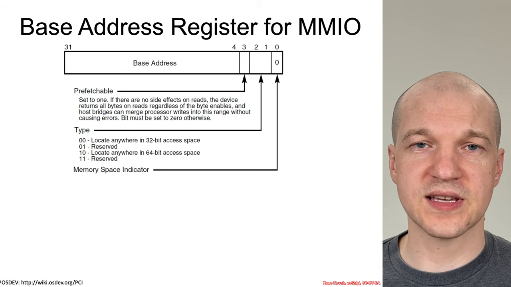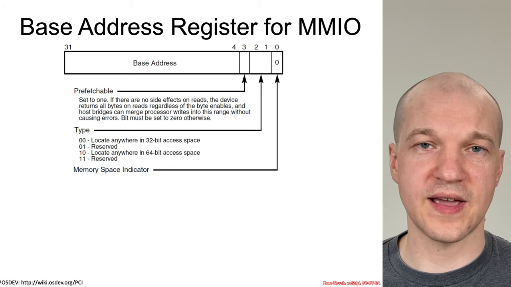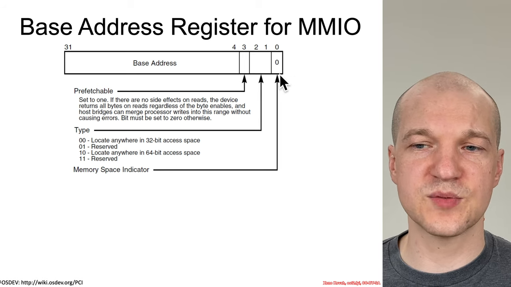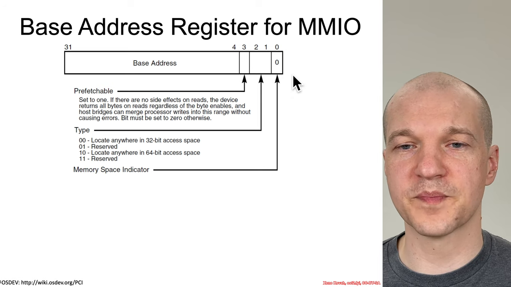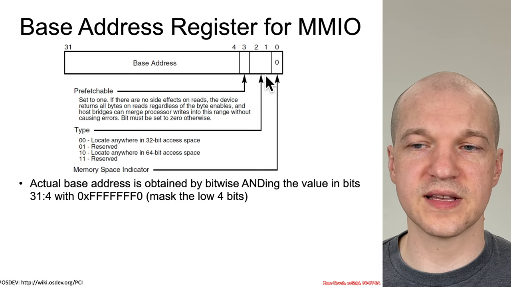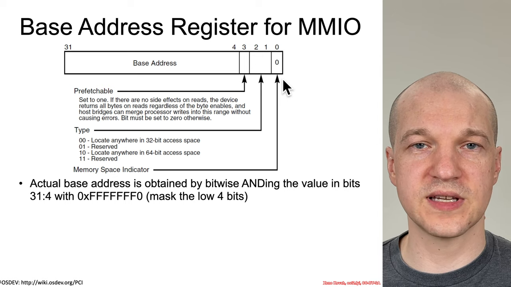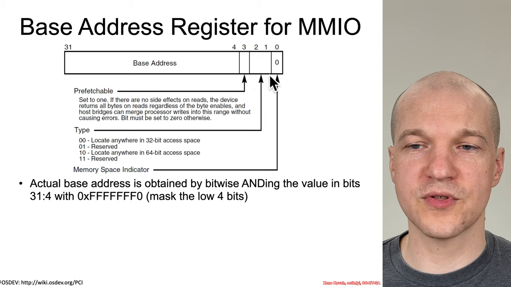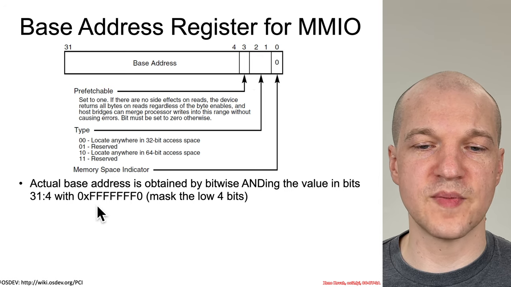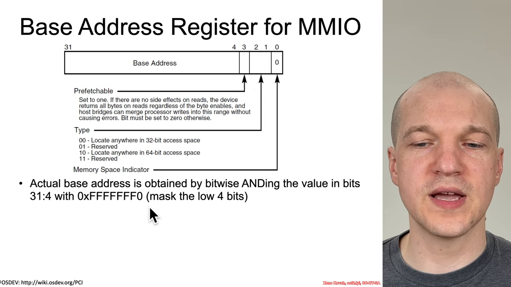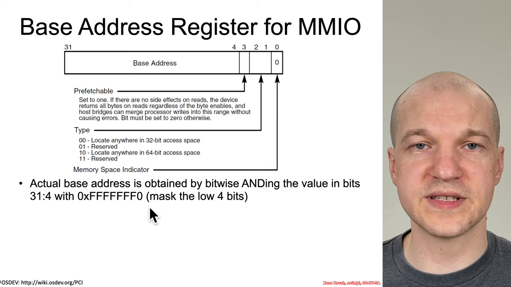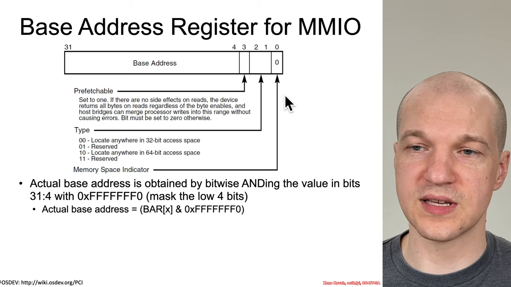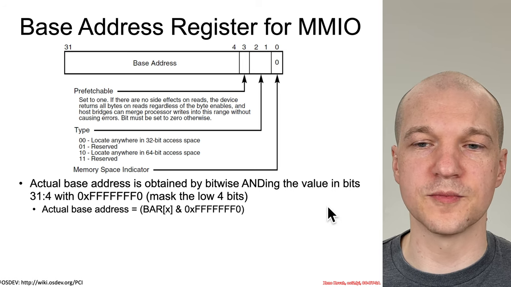Now, it's not just the case that you take whatever value is there and that's the base address of some memory mapped I/O or port I/O. It has particular bits that require interpretation. So first of all, in the case of memory mapped I/O, the four least significant bits have special values and special meanings. That means you would take whatever 32-bit value there was and mask it with all Fs and a zero in order to remove the least significant four bits. And that would give you the actual base address that would be used in this case in memory mapped I/O.